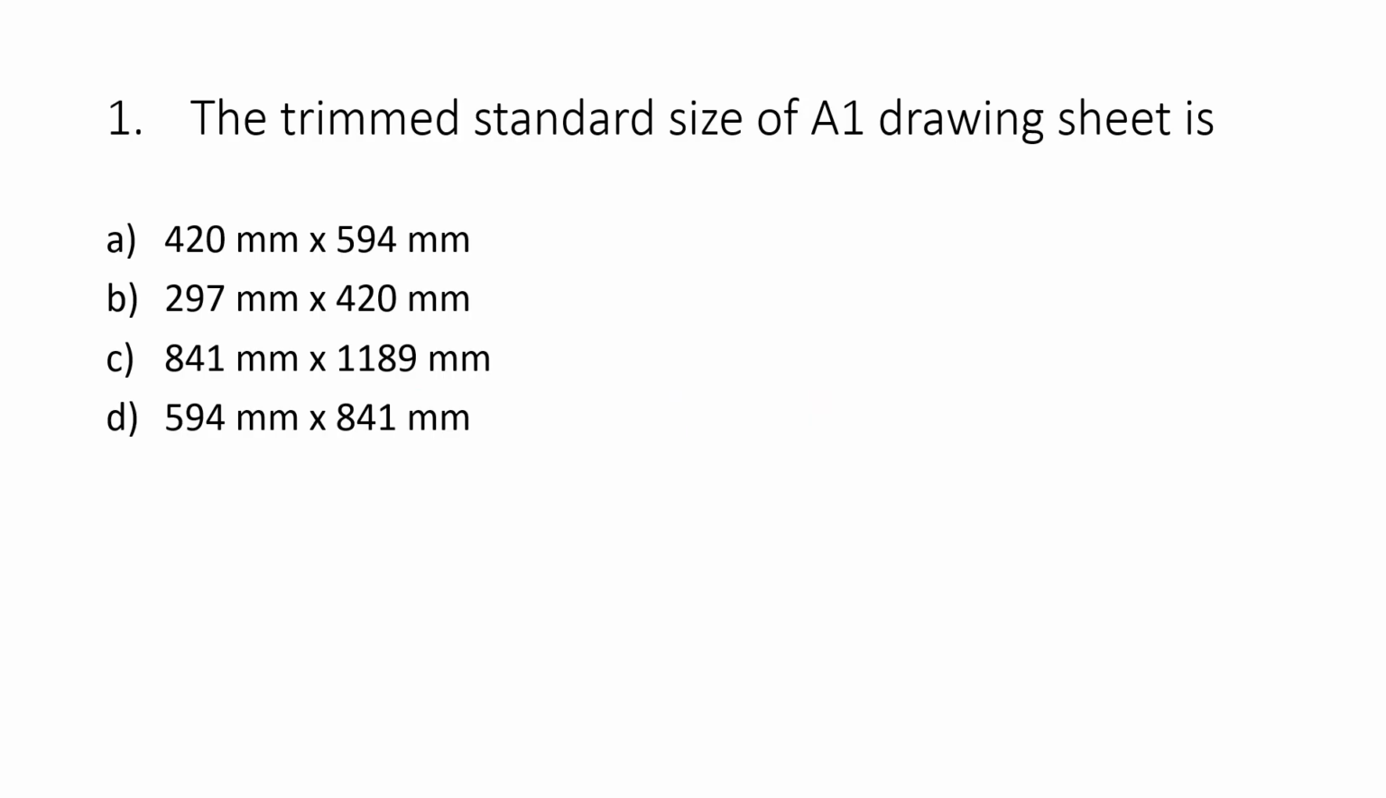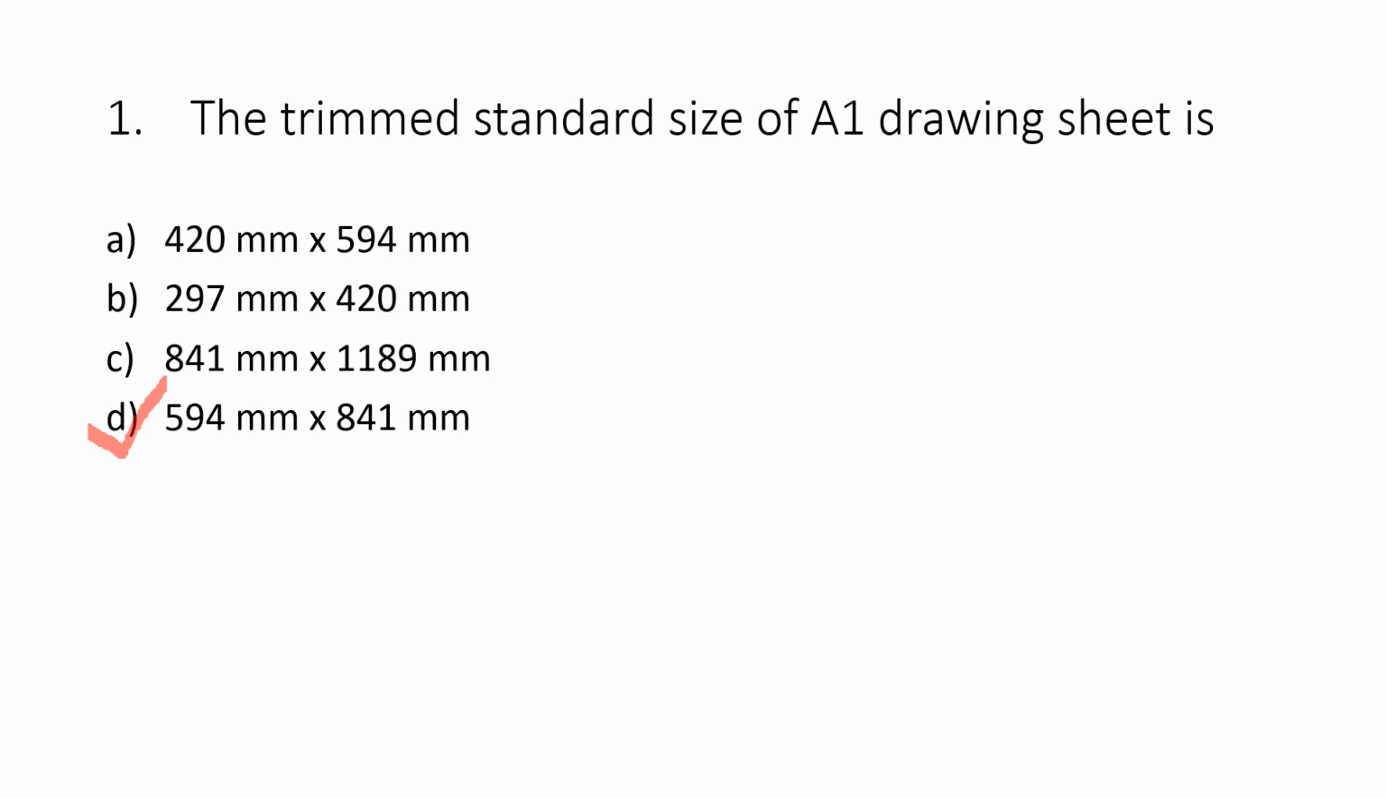Our first question is, the trimmed standard size of A1 drawing sheet is? The options are 420 mm by 594 mm, 297 mm by 420 mm, 841 mm by 1189 mm, 594 mm by 841 mm. And our answer is option D, 594 mm by 841 mm.